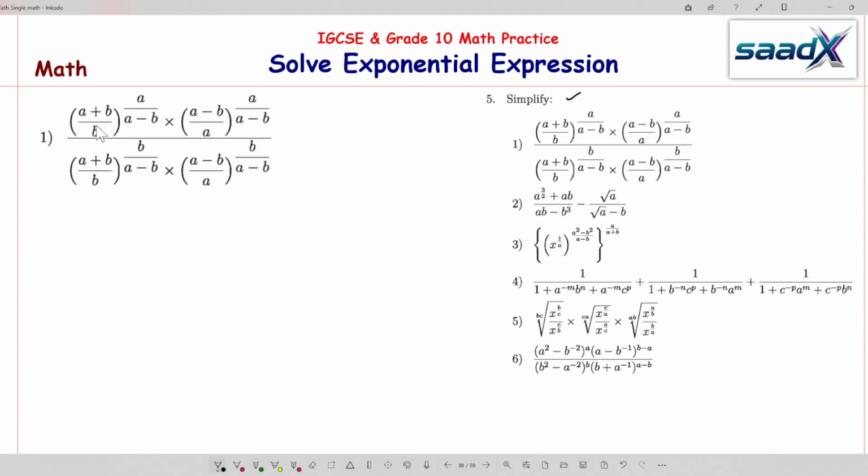Our first question: (a plus b divided by b) to the power a divided by (a minus b), times (a minus b divided by a) to the power a divided by (a minus b), in the numerator. In the denominator: (a plus b divided by b) to the power b divided by (a minus b), times (a minus b divided by a) to the power b divided by (a minus b).